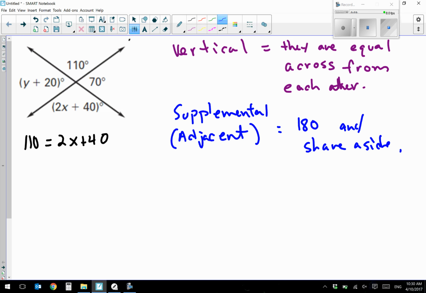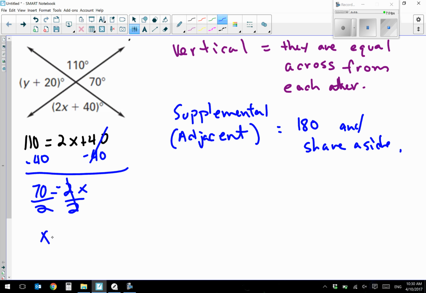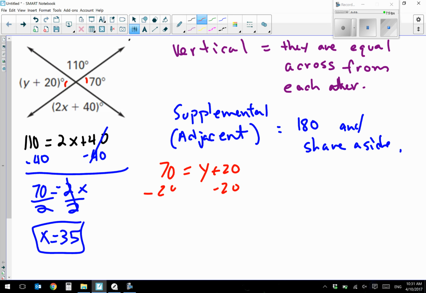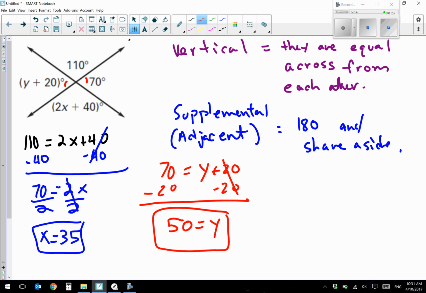So what you need to do is, in this case, make sure you only use the same variables. So in this case, I'm using the vertical angles 110 equals 2x plus 40, so minus 40. You get 110 minus 40 is 70. Divided by 2, 70 divided by 2 is 35. So x equals 35 here. Now you do the other side, these two right here. 70 equals y plus 20. Minus 20 on both sides. 70 minus 20 is 50. So y equals 50. Okay, so next one.